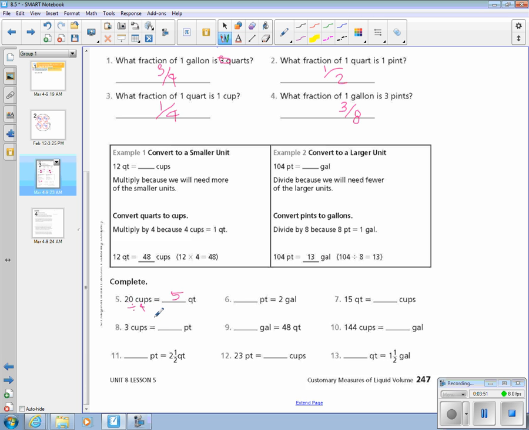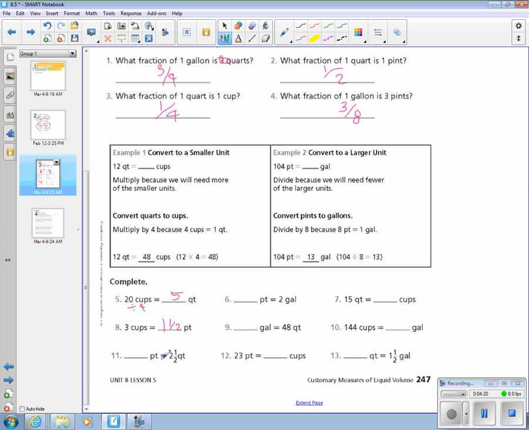Yay! Okay, so now we are going to 3 cups to a pint. So we know that there's 2 cups in a pint, so we're going to have to add 1 more cup, and we are going to get, so there's 2 cups in 1 pint, so we get that 1, and then we're adding 1 more cup, so that would just be 1/2 of a pint.